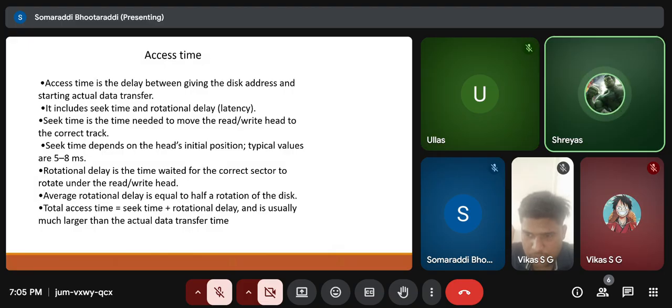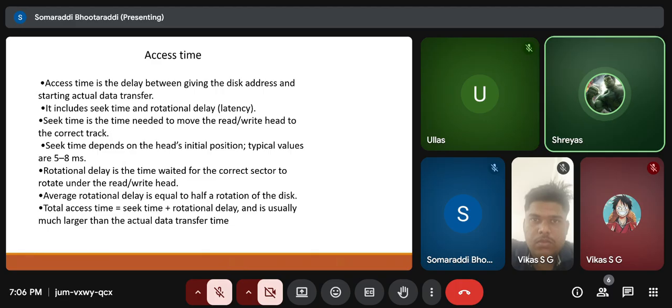Here, access time means the amount of time for the actual data transfer. It has two types. One is seek time and another is rotational delay. What is seek time? Seek time is the time needed to move the read or write head to the correct track. It depends on the initial position, and its typical values are from 5 to 8 milliseconds.